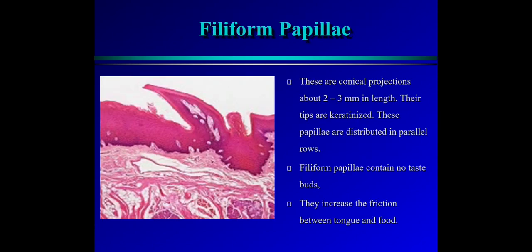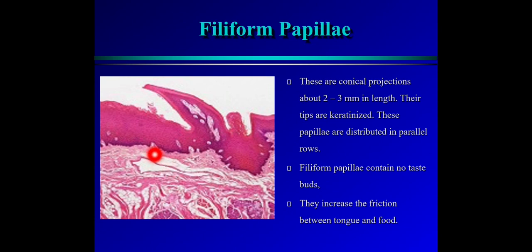The filiform papillae are conical projections. They are about 2 to 3 millimeter in length. Here in the picture, this is the filiform papilla with the pointed top. Their tips are keratinized. Here one can find the keratinization. These papillae are distributed in parallel rows. The filiform papillae contain no taste buds. They increase the friction between the tongue and the food.